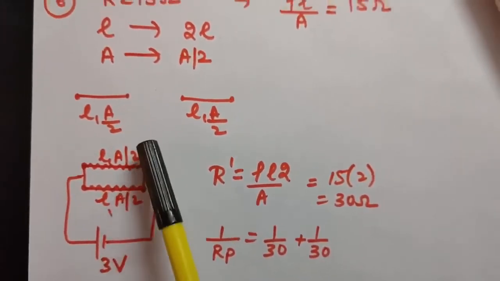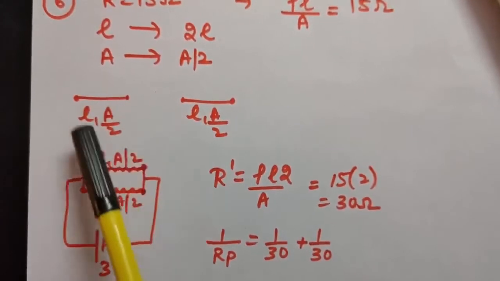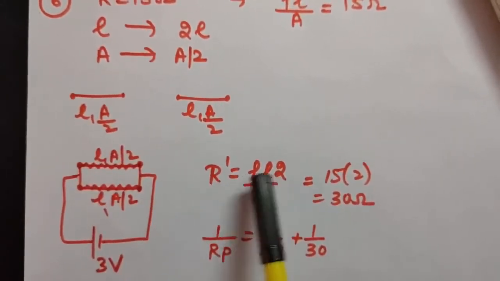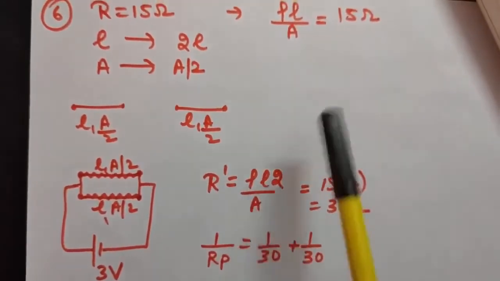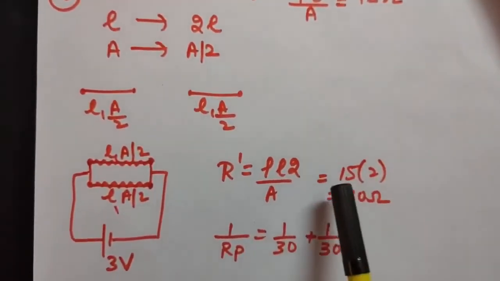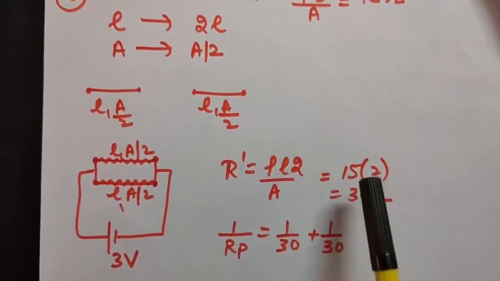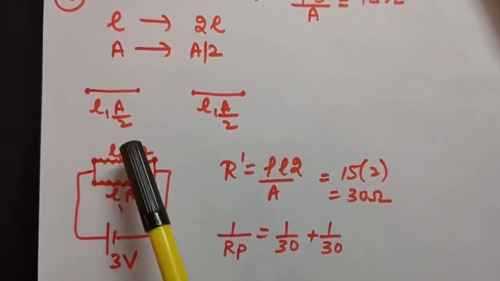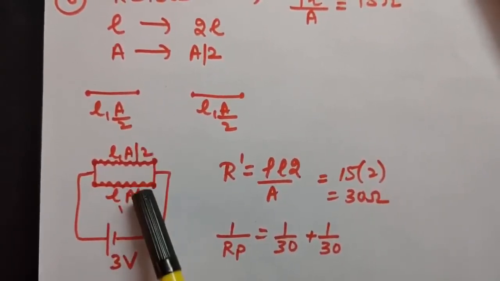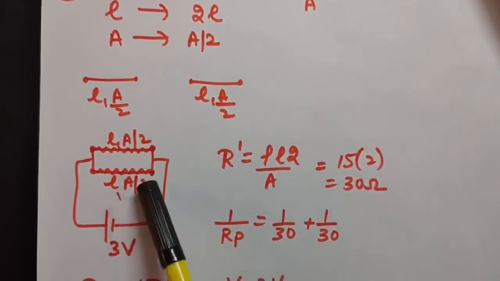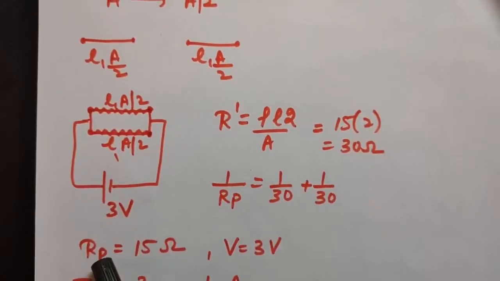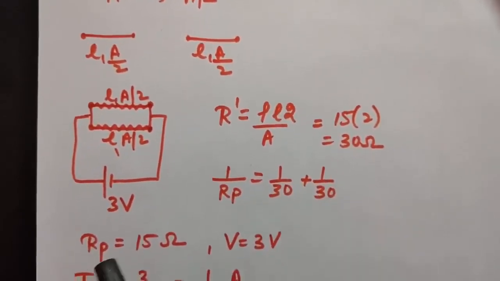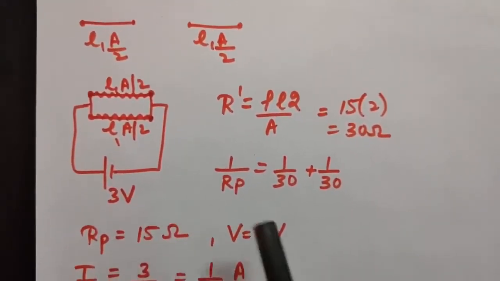Now let us calculate the resistance of one single wire. It will be rho L divided by area, that is A by 2. As you know, rho L by A is nothing but 15 ohms. So just put the value, 15 into 2, that will be 30 ohms. This means these two resistances are of 30 ohms and they are connected in parallel. So now you can easily calculate the equivalent resistance. It will come to be 15 ohms. Voltage is given to be 3 volts.